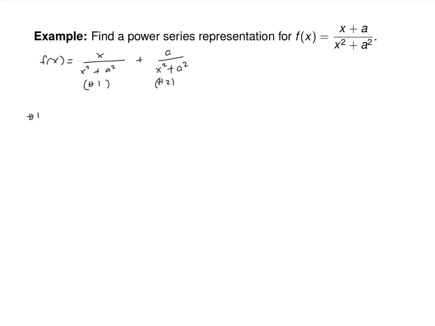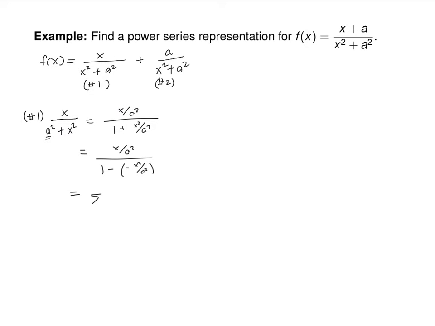So first for number 1, we have x over, I'm going to write it as a squared plus x squared. So first I have to make this a squared into a 1, which I will do by dividing by a squared. So I will have x over a squared over 1 plus x squared over a squared. Now the next thing is that needs to be a minus, so let's write that as x over a squared over 1 minus negative x squared over a squared.